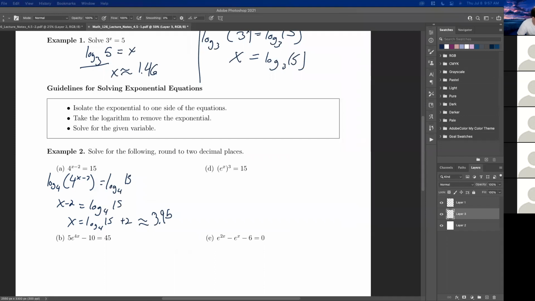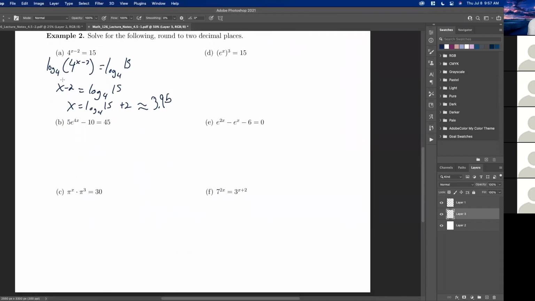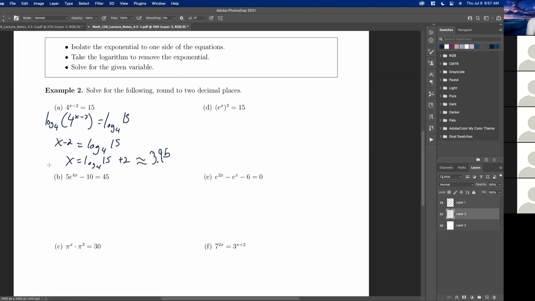I'll do at least another one or two problems, but I won't type them all in because I've already checked them all. So here, our first step is we want to isolate the exponential to one side. Well, here it's not isolated. So the first thing we're going to do is move over that 10. And so this becomes 55. And then we're going to divide by that 5. So it's e to the 4x equals 11.